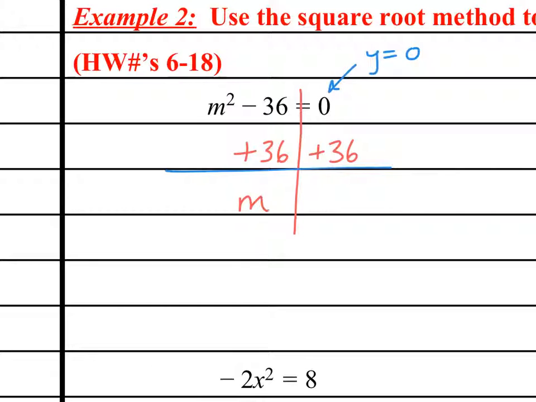So m squared equals 36. Okay, you might not know this. How do I get rid of a squared? So this is an operation. I need the inverse operation. You take the square root of both sides.